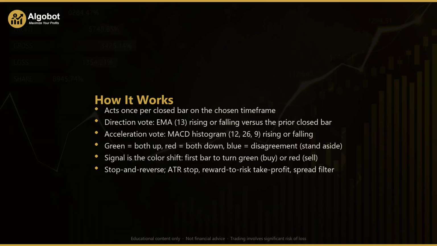Every position is protected the moment it opens. The stop loss is placed at the ATR multiplier, a default of 2, times the average true range beyond the entry price. The take profit is set using the reward to risk parameter, a default of 2. So the target sits twice as far from entry as the stop. Because both distances scale with ATR, they automatically widen in volatile conditions and tighten in calm ones. Finally, a spread filter skips new entries whenever the spread is wider than the maximum you allow, helping keep fills realistic.